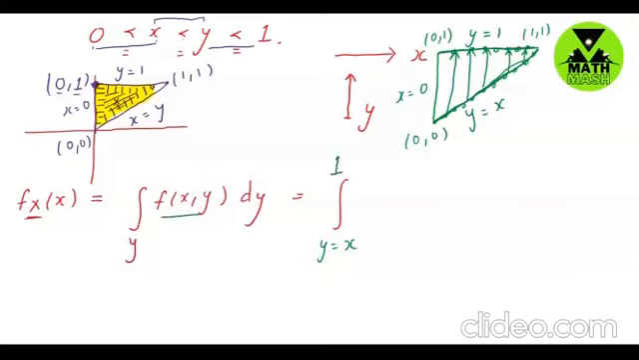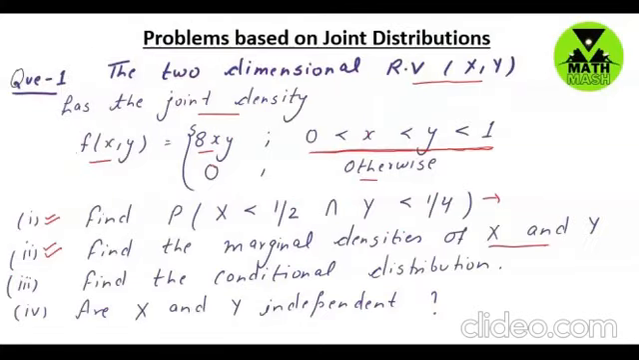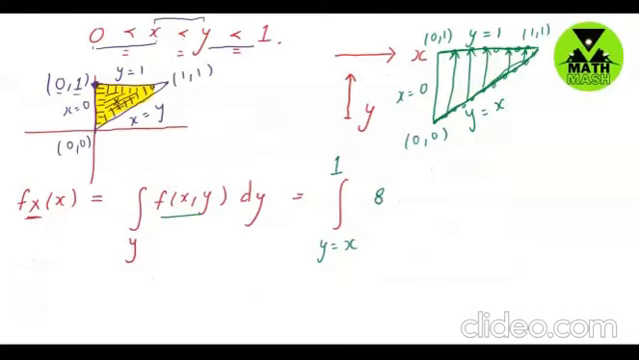Now what is the function f of x, y? This is 8xy. Now integrate this function with respect to y, where x lies in between the leftmost value, x equals 0, and the rightmost value, x equals 1. So x is lying in between 0 to 1.